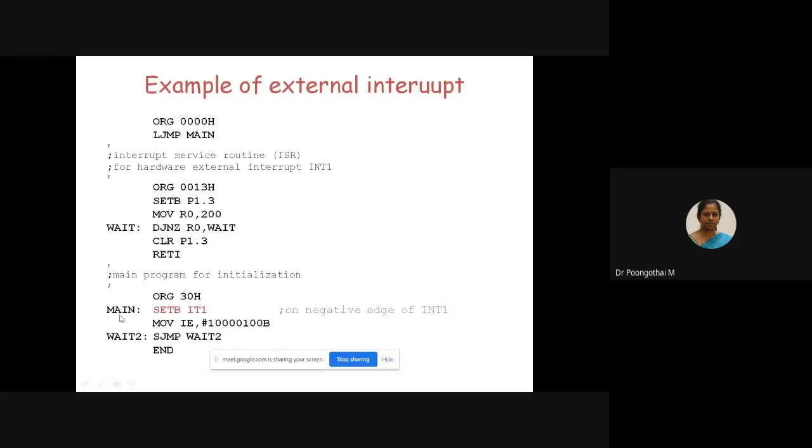So here you can see this is your main program. So you have to set the IT1 to accept edge triggered signal and move your value, that is 84, to IE register. Once the interrupt is triggered, your program control is transferred to ISR. Here this ISR will generate square wave on P1.3. Set bit P1.3 and clear P1.3. In between we have a delay routine, that is move R0, 200 and continuously decrement the R0 value.